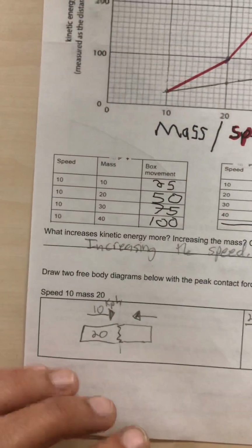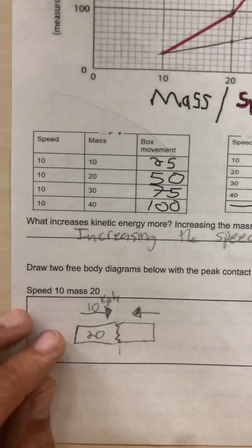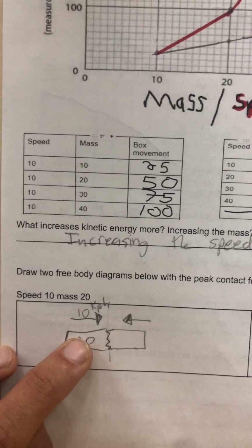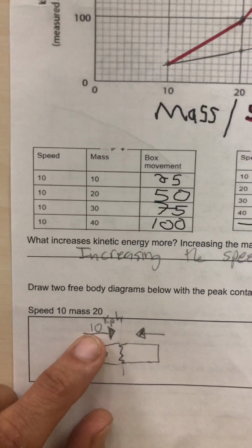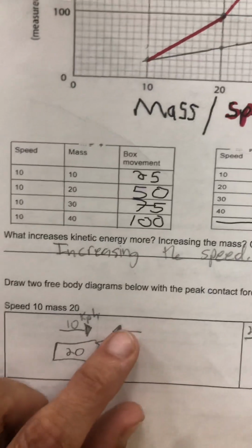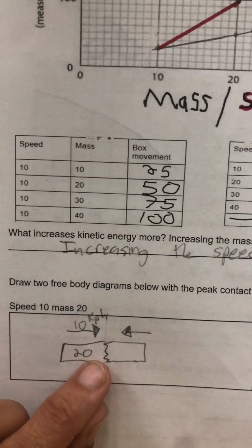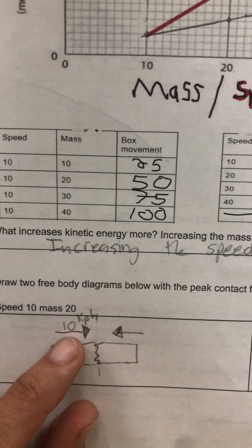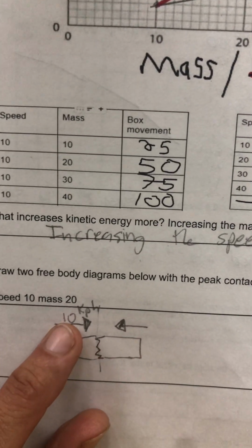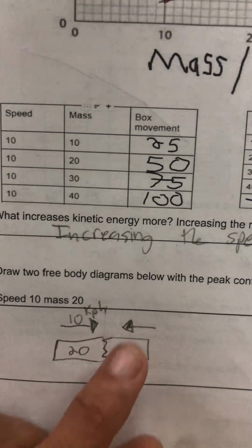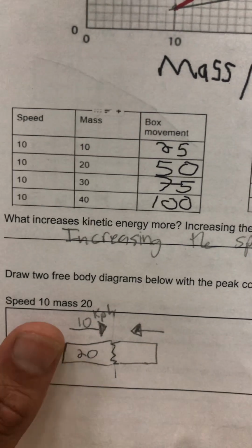Great. Here, draw two free body diagrams, peak contact forces. So, how did I draw it? Here, I said the mass was 20, that's why I wrote 20 in here. I drew a line to show that it was moving at 10. And then don't forget, I drew these lines, I tried to make them identical because anytime there's a collision, the force is going to be equal, okay? So this number doesn't represent the total force, this represents the speed, but the length of my arrows represents that the forces are going to be equal, okay?